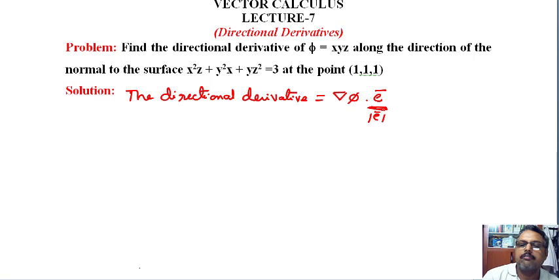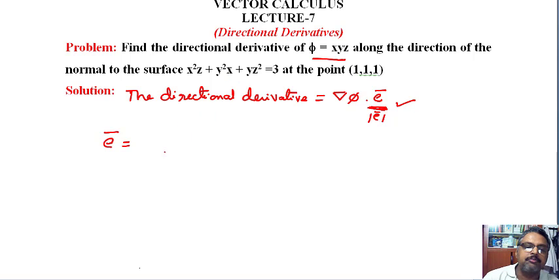Now, what is E bar? Phi is known, so just find the gradient of phi, then find E bar. After finding E bar, find the directional derivative using the formula del phi dot E bar by mod E bar. What is in the question? Along the direction of the normal to the surface. So, E bar is the normal to this surface.